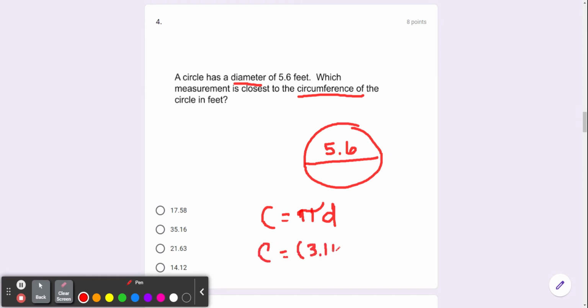Pi is 3.14. If you want to round to 3, that's fine with me. And you're going to do that times your 5.6. And you can continue.